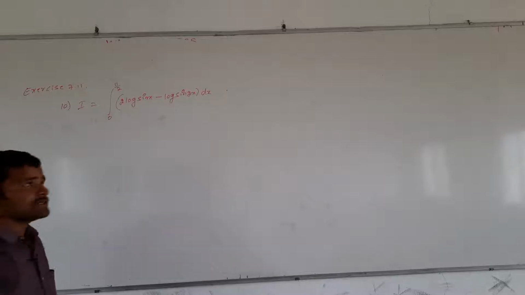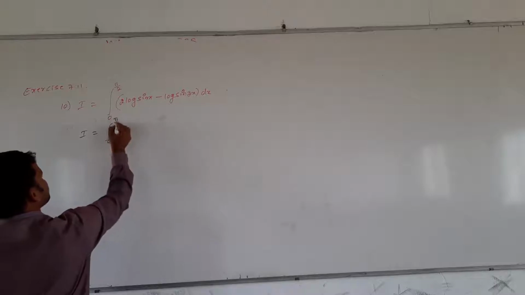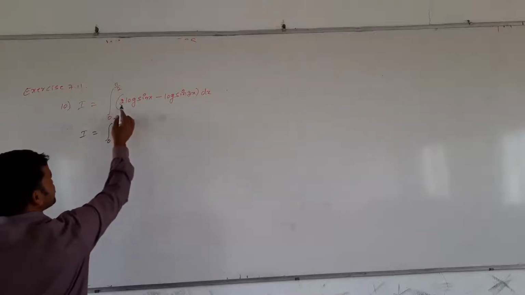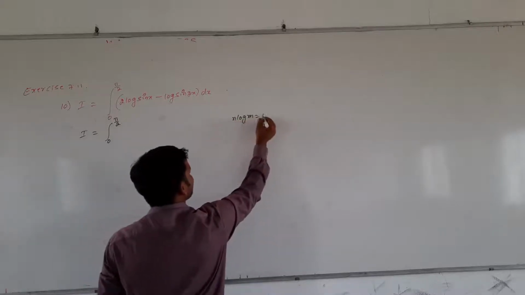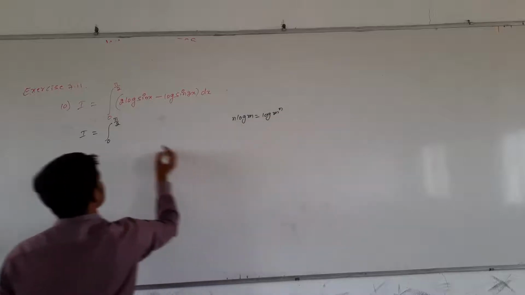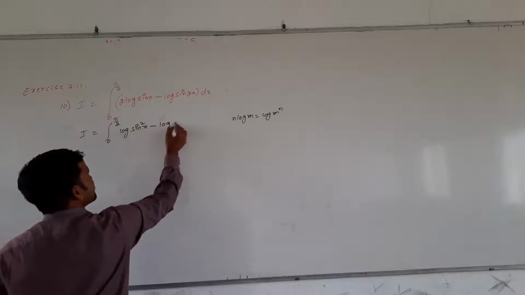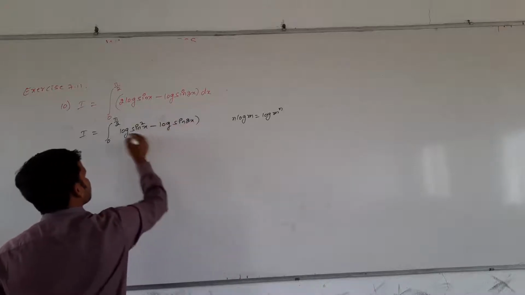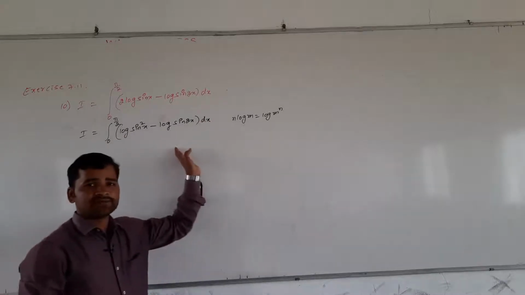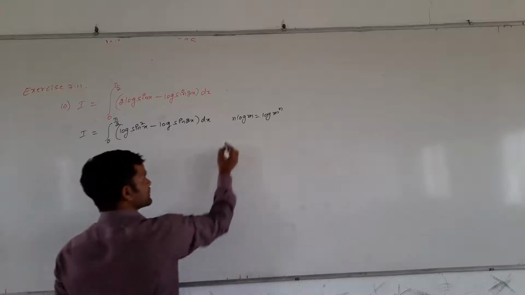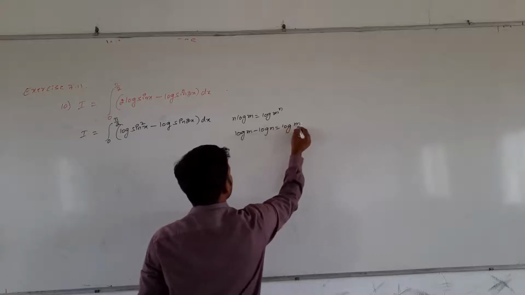Yes. Now let us integrate this. I is equal to the integral from 0 to pi by 2. You see this first one is in the form of n into log m. n into log m can be written as log of m raised to n. So this becomes log of sin square x minus log of sin 2x into dx. You see these two functions are in the form log m minus log n, which, we know the formula, equals log of m by n.